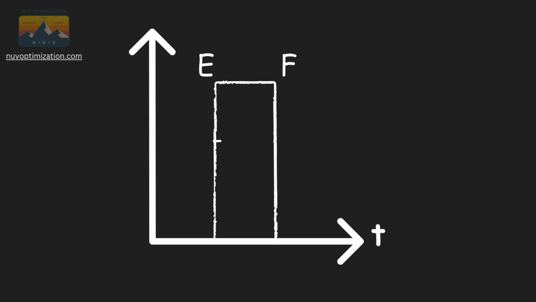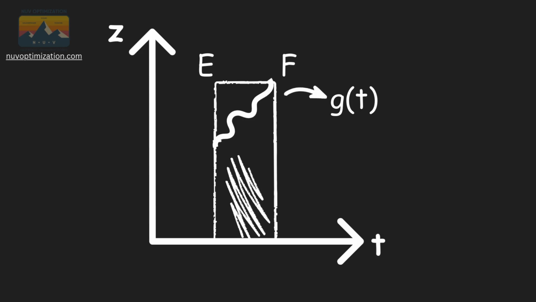Our horizontal axis is t, and our vertical axis is z. Our focus is the function labeled g of t, represented by the wavy line. We're interested in finding the area beneath this curve, specifically between the vertical line at t equals c and the vertical line at t equals d. This area is exactly what the definite integral from c to d of g of t with respect to t represents.